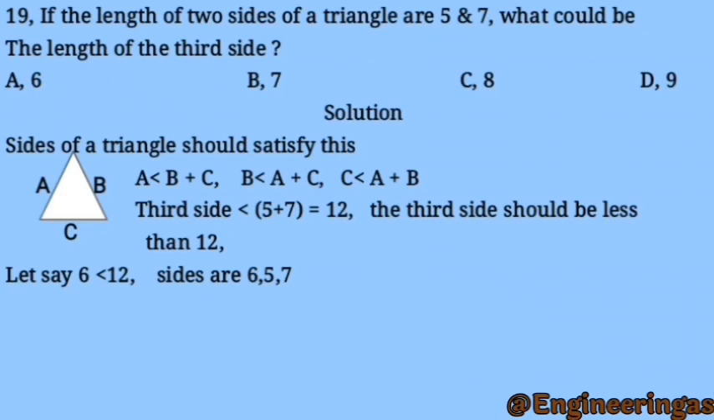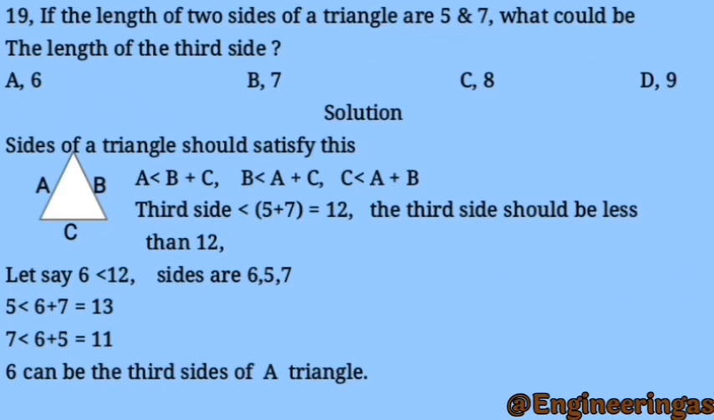So the sides will be 6, 5, 7. Let us check them. 5 is less than 6 plus 7, which is 13. That's correct. Okay, 7 is less than 6 plus 5, which is 11. That's correct. And also 6 can be the third side of the triangle. So the answer would be 6, and also A is the answer.